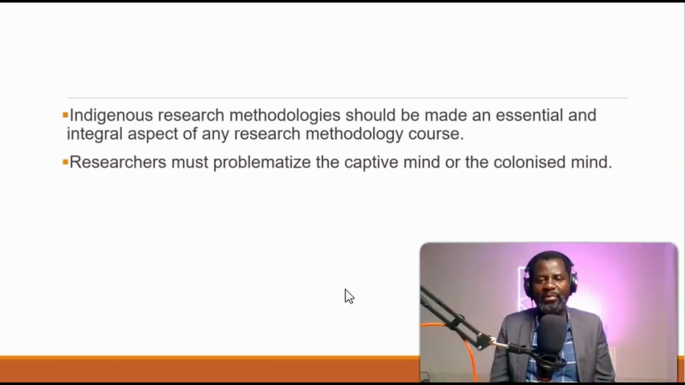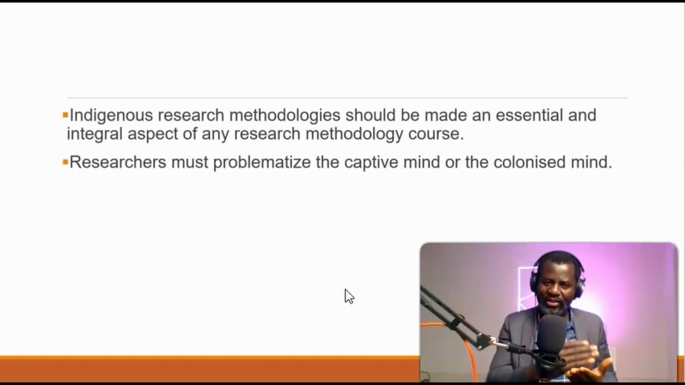Researchers must problematize the captive mind or the colonized mind. We need to start questioning this and thinking, why do we do things that do not help us? We cannot continue with the status quo. We need to start asking ourselves that, why is it that 70 years, 60 years, 50 years, 40-something years after independence, we have conducted research, but there is no impact? It's because whatever research we conduct does not favor us.